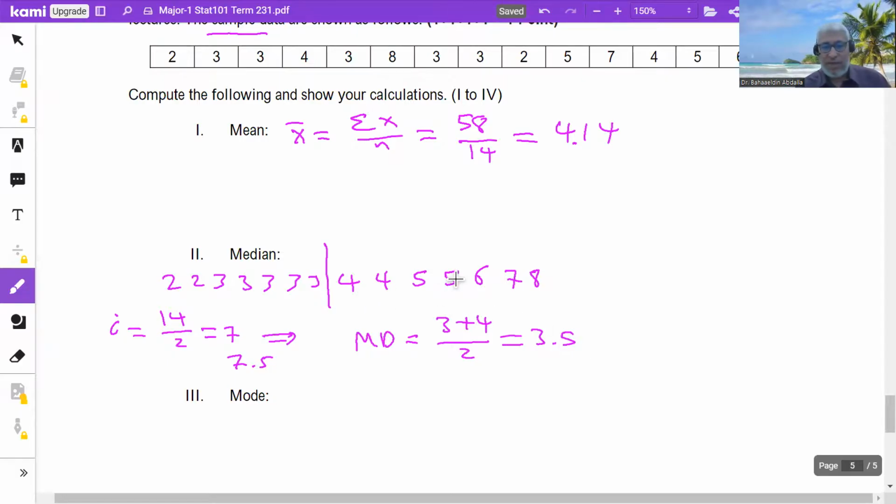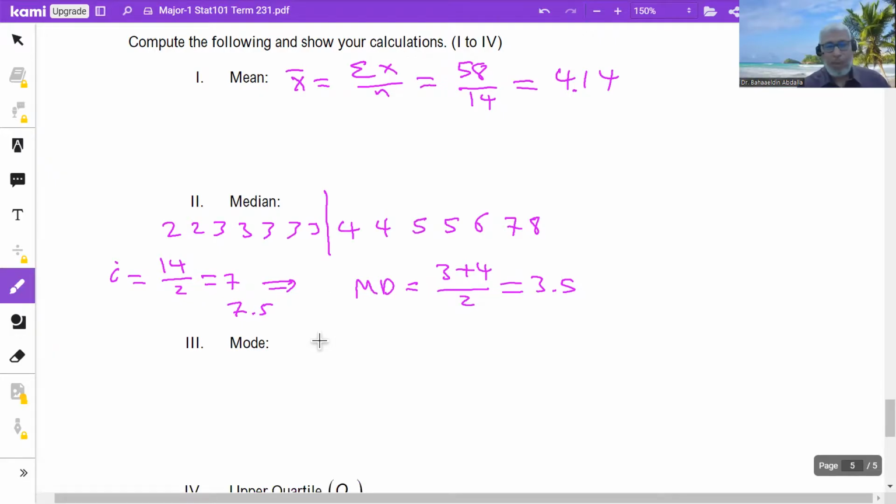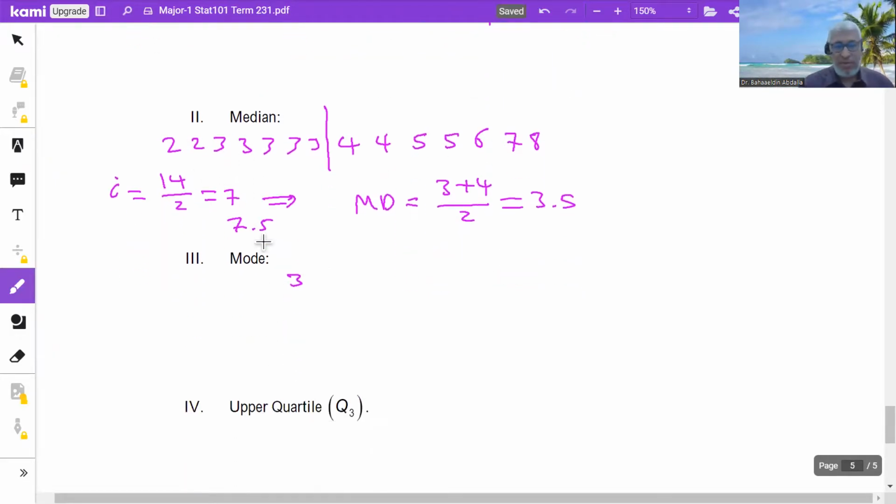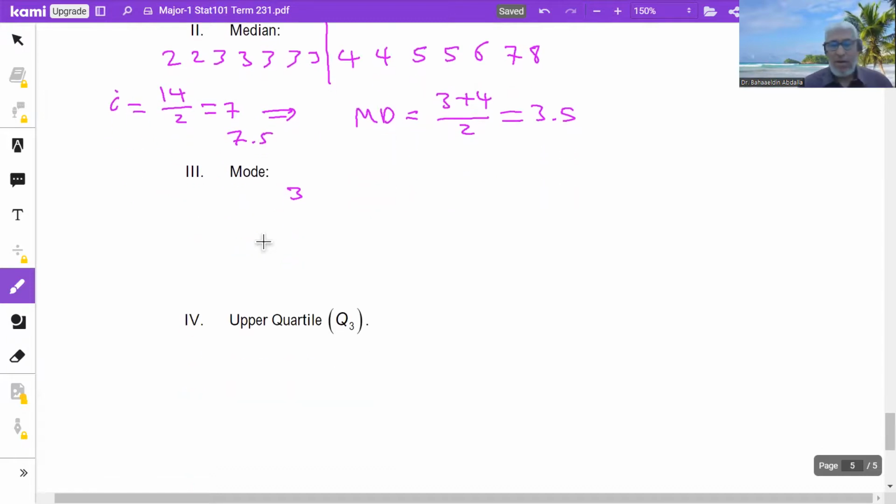50% of the data should be to the right, 7 data. 50% should be to the left, 7 data. So 7 data here, 7 data here. The median is in the center. The mode is 3, because it's the most frequent number. Upper quartile, or he may ask about percentile here.